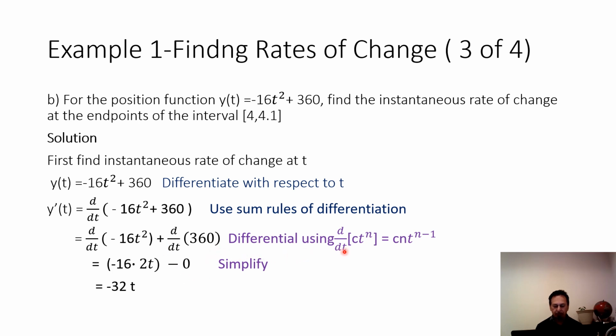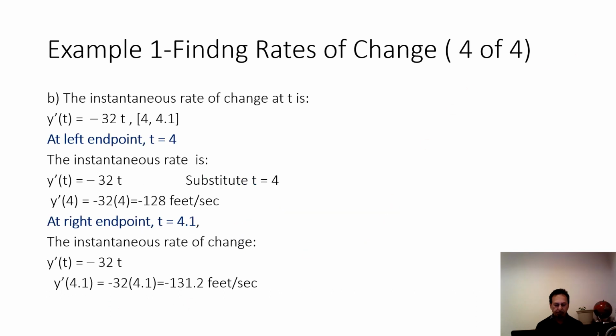Now we differentiate using the power rule, d over dt of c times t to the n is equal to c n times t to the n minus 1. So this becomes minus 16 times 2, t to the 2 minus 1 becomes t, and 360 is constant, so the derivative is 0. So we simplify and get negative 32t. The instantaneous rate of change at t we found is y prime of t equals minus 32t.